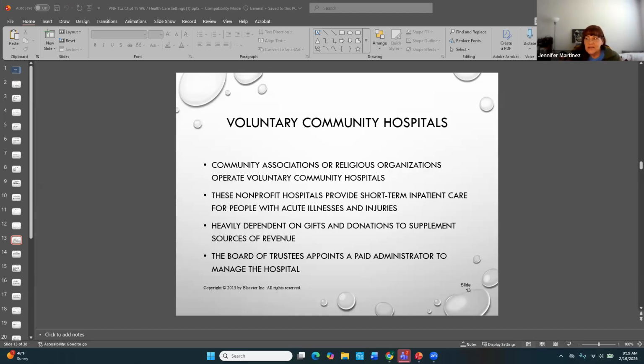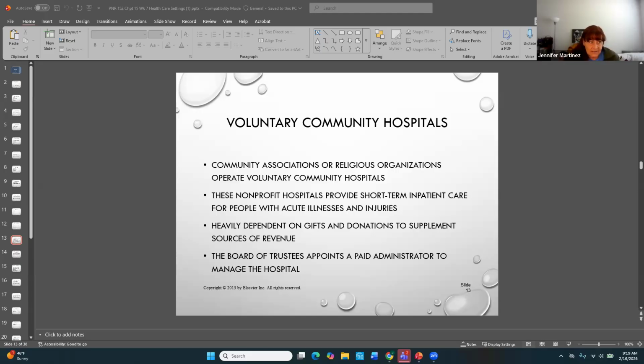Your voluntary community hospitals are associated with your community associations or religious organizations. So I'm trying to think of Shriners Hospital or St. Jude's Children's Hospital as examples of those. They provide short-term inpatient care for those that have acute illnesses or injuries.